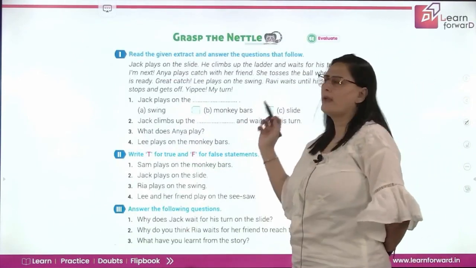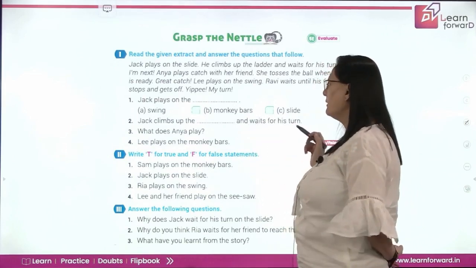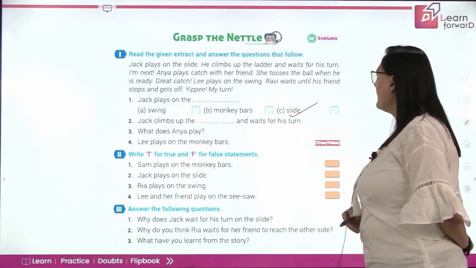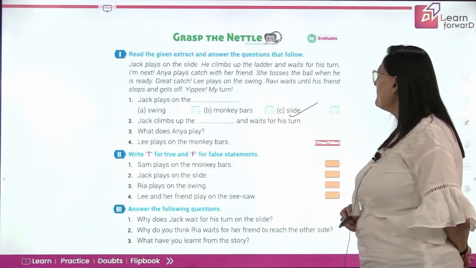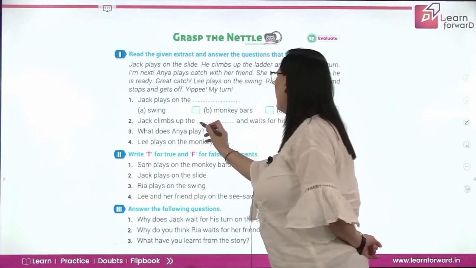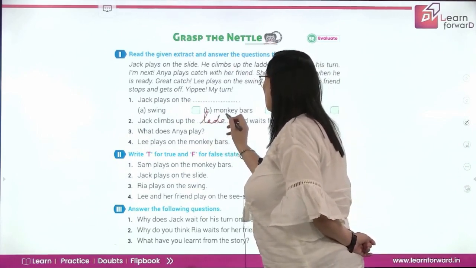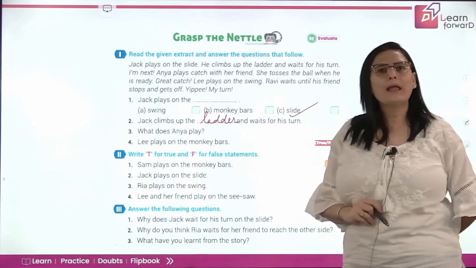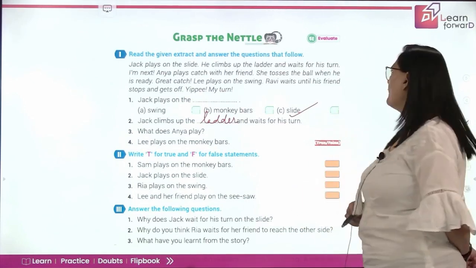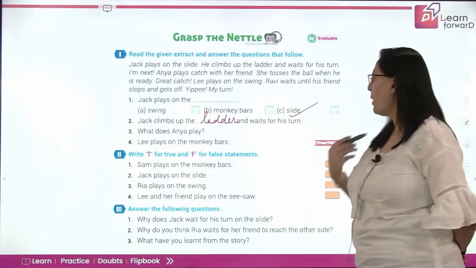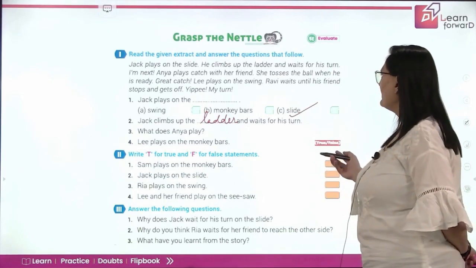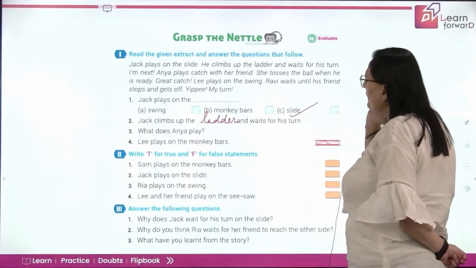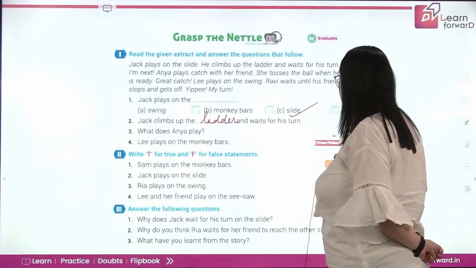Now we have the extract and based on that we need to answer. Jack plays on the slide. Jack climbs up the dash and waits for his turn. So he climbs up the ladder. Next, what does Anya play? Anya plays catch with her friend. So she plays with a ball. Lee plays on the monkey bars. So Lee plays not on the monkey bars, Lee plays on the swing. So it's a false one.